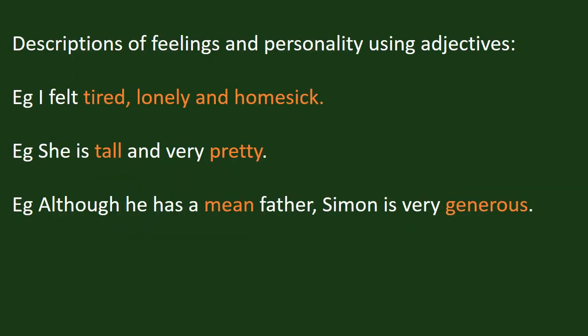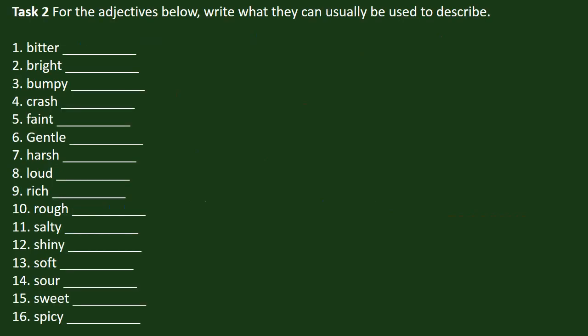Descriptions of feeling and personality using adjectives. For example, I felt tired, lonely, and homesick. She is tall and very pretty. Although he has a mean father, Simon is very generous. Task 2. For the adjectives below, write what they can usually be used to describe. Pause the video right here. In the blank spaces, put down what they can usually be used to describe in terms of the sense, and then press play again when you are ready.